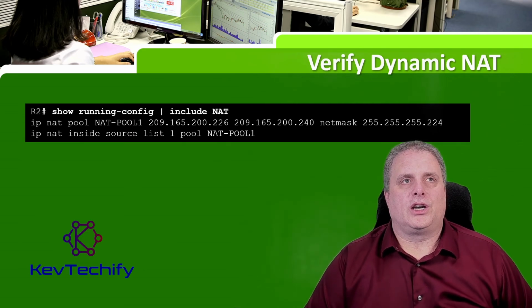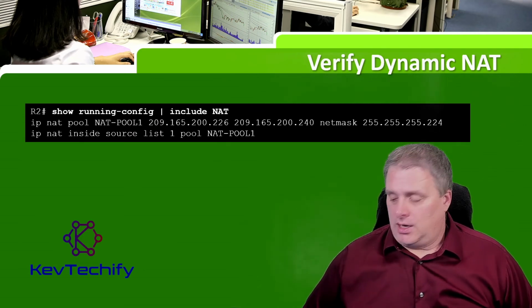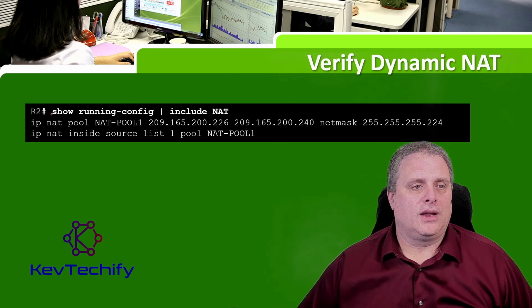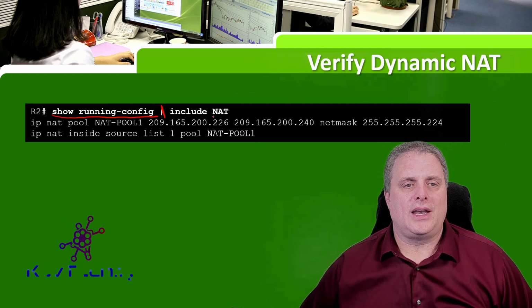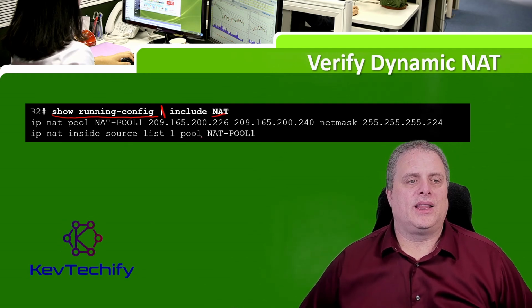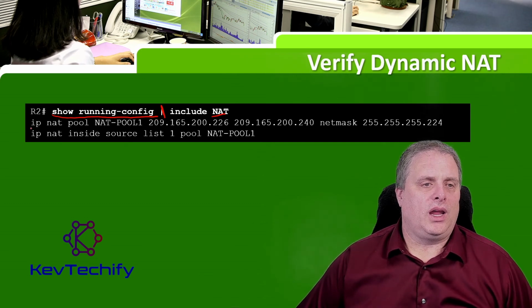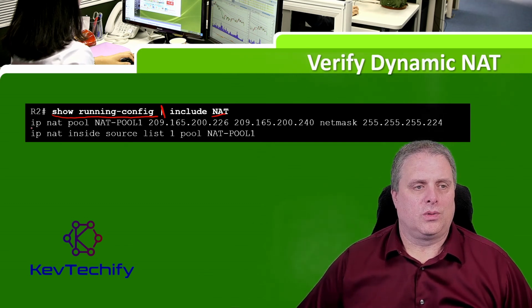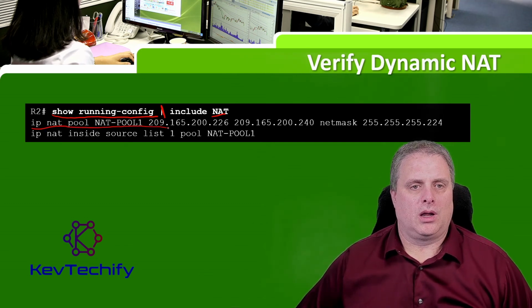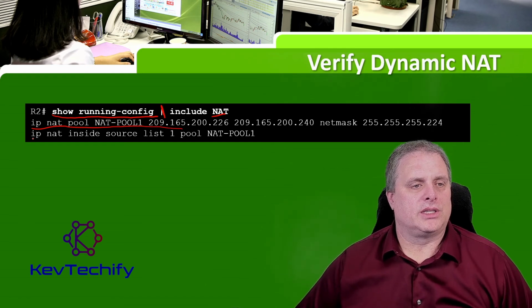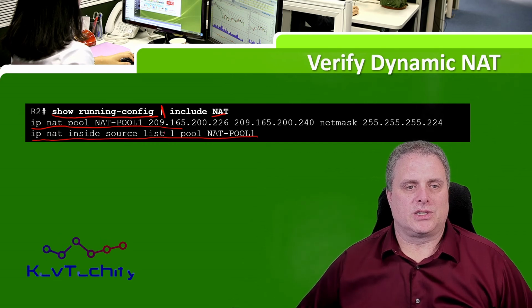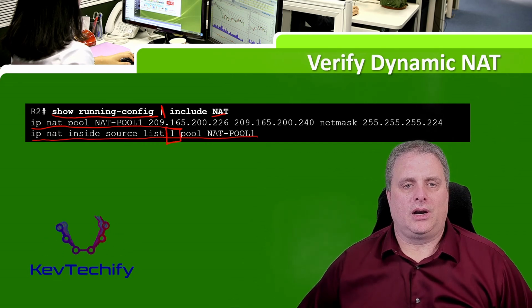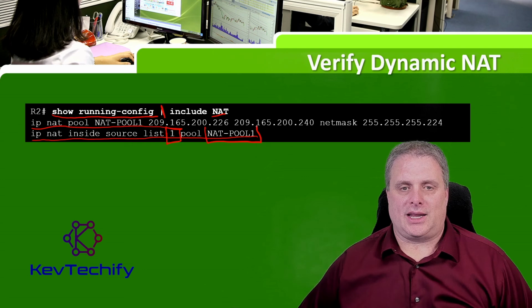We can also look at our show running-config, and we can filter it, looking for any line that includes the word NAT. Right here we have our pool, where we set up our pool. And then we also can see that we have our binding between our access list 1, which is right here, and our pool name of NAT-pool1.